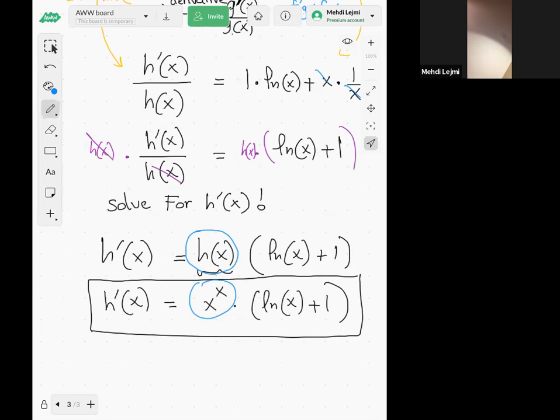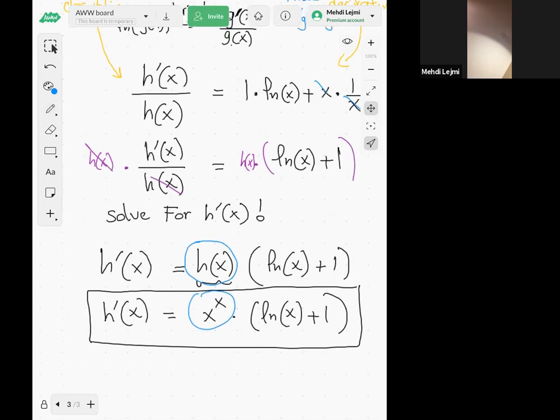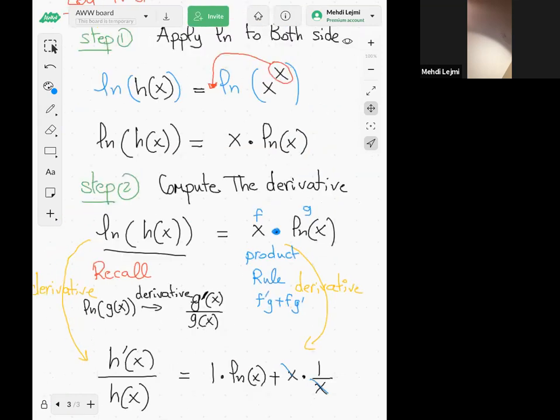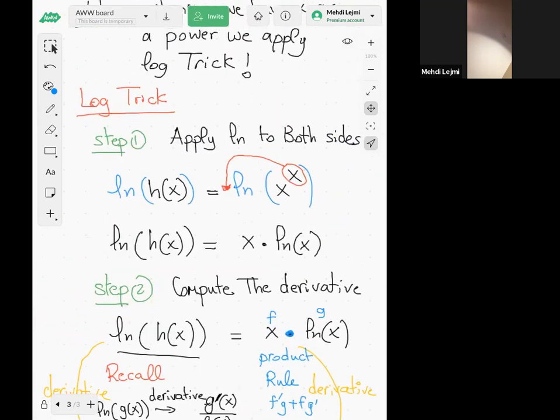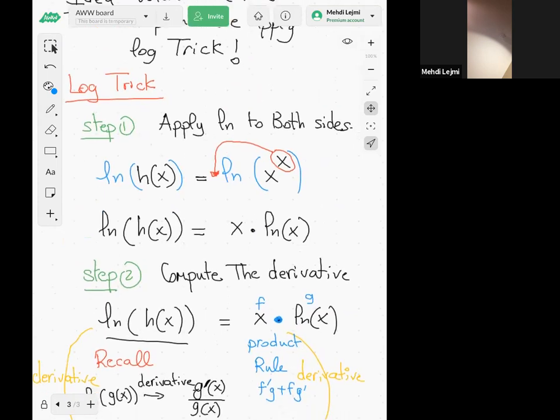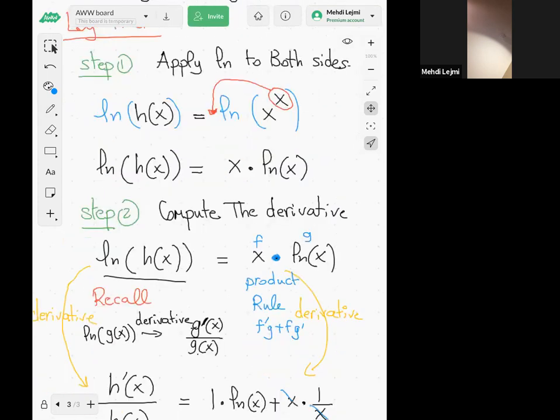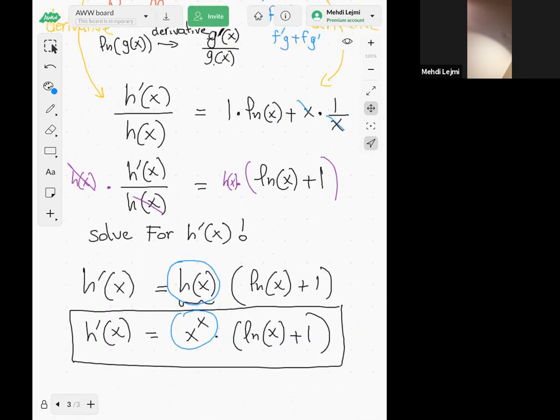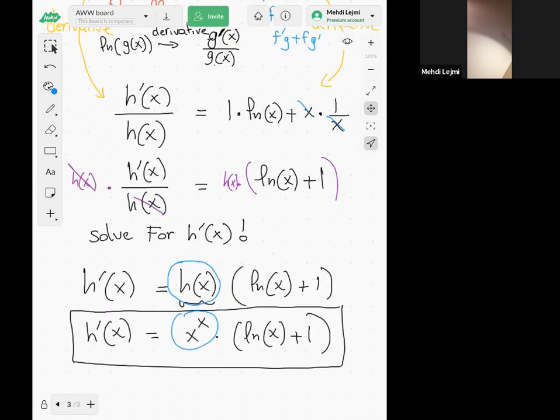So you see, guys, the idea is whenever you have x as a power, you can apply this log trick to compute the derivative. Step 1, you apply natural log to both sides, and then you compute the derivative. Any question about this log trick? I'm going to give you an exercise similar to this example. But first, is there any question? So you see how it works? How I solve for h prime?